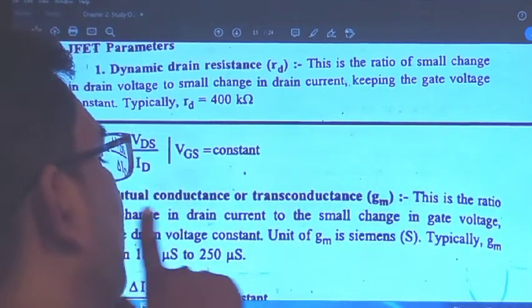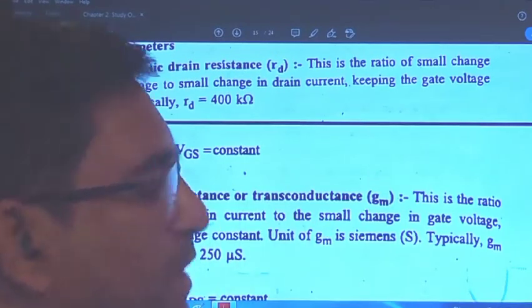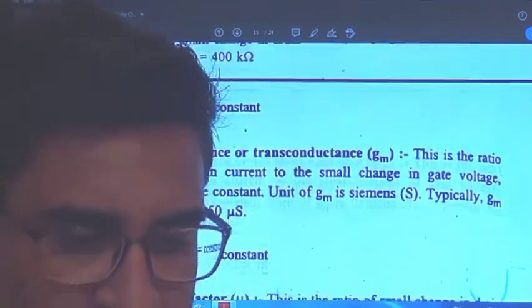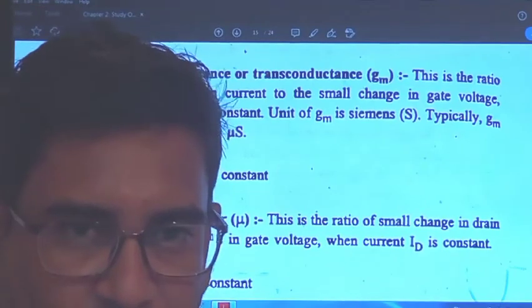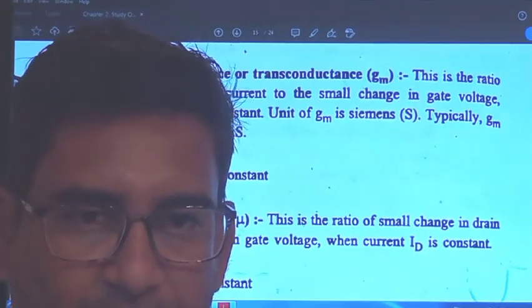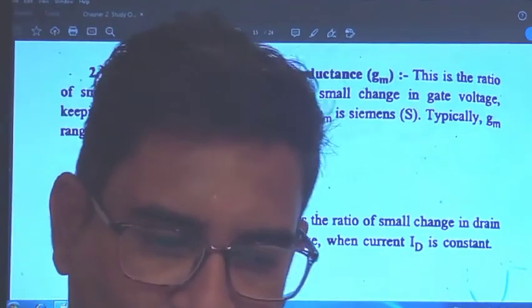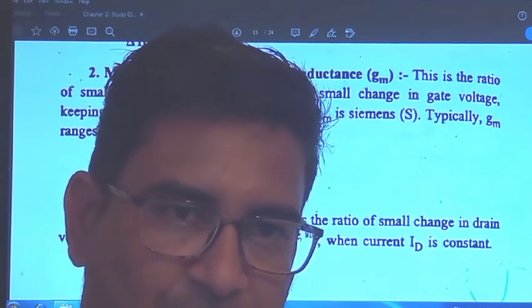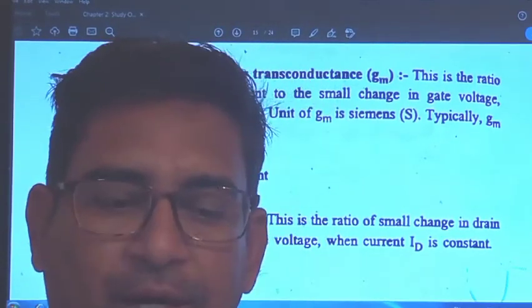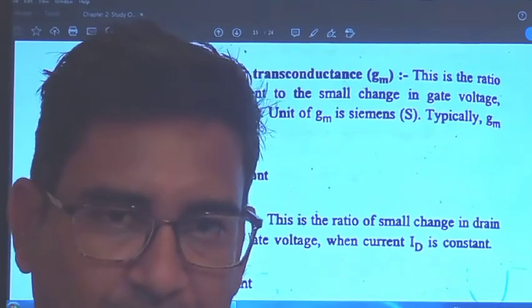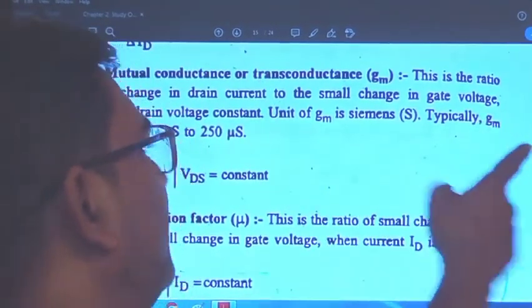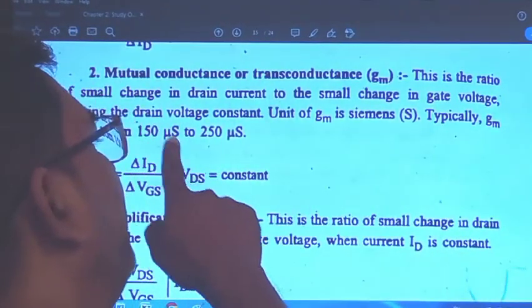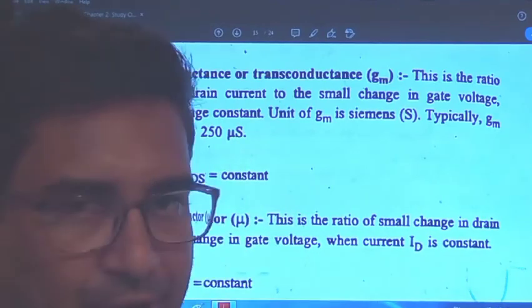It is the ratio of the small changes in the drain current to the small changes in the gate voltage, keeping the drain voltage constant. The unit for gm, the transconductance or mutual conductance, is the Siemens, indicated with S. Typically gm ranges from 150 microsiemens to 250 microsiemens.